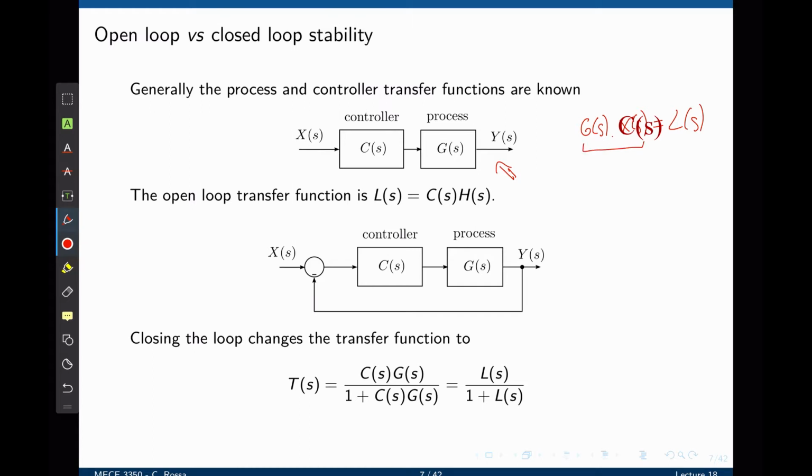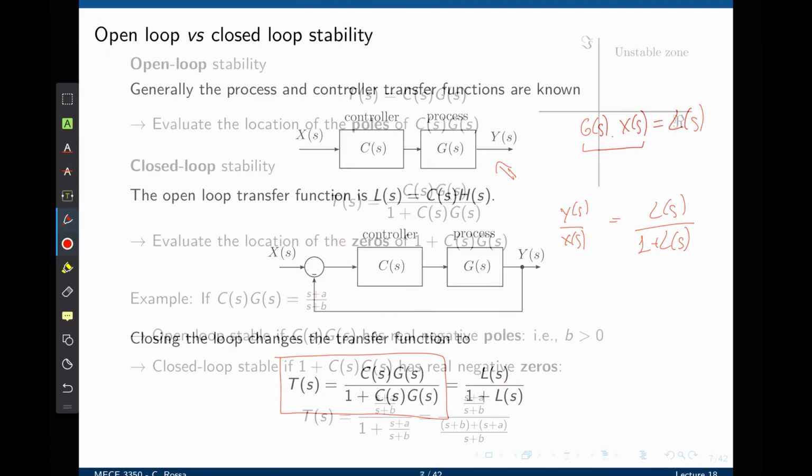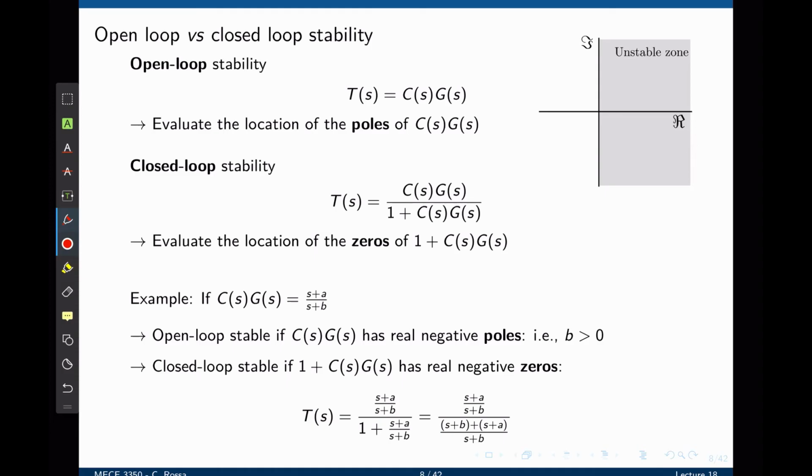If you now close the loop in this unit feedback arrangement, then the transfer function Y of S over X of S is simply L of S divided by 1 plus L of S, which is exactly what we see here. And let's call that transfer function T of S. The open loop transfer function is L of S and the closed loop transfer function is T of S. Having the transfer function, we can now define the open and closed loop stability conditions.